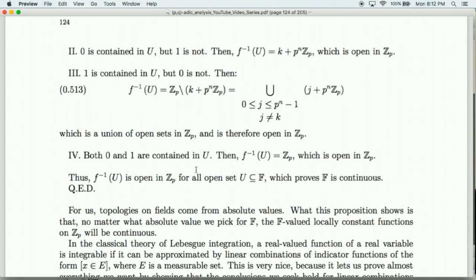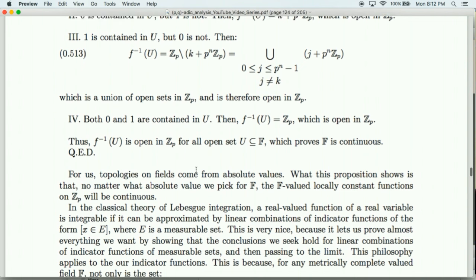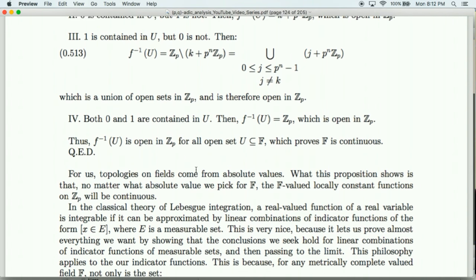So where to next? In the classical theory of Lebesgue integration, a real-valued function of a real variable is integrable if it can be approximated by linear combinations of indicator functions of the form x is in E, where E is a measurable set. These are called simple functions. This is a simple function, and linear combinations of it are called step functions. This is very nice, because whenever you're doing Lebesgue integration theory, if you want to prove something, you just prove that it holds for indicator functions of measurable sets, and then pass to the limit. And this is the exact philosophy we're going to follow here.